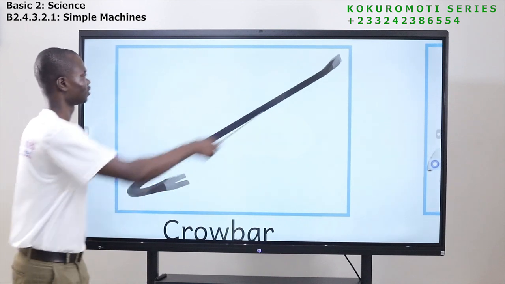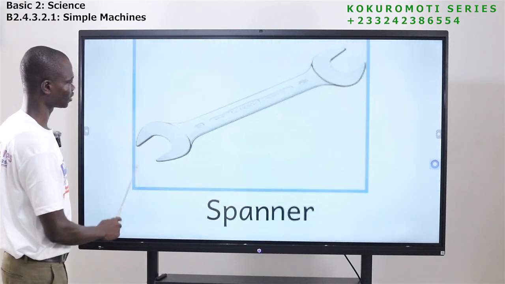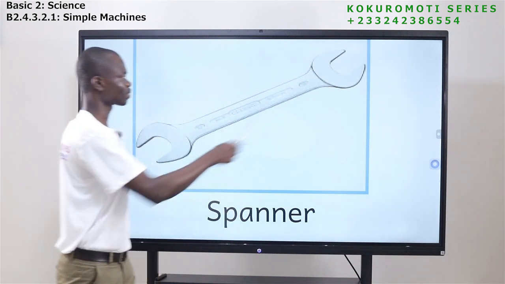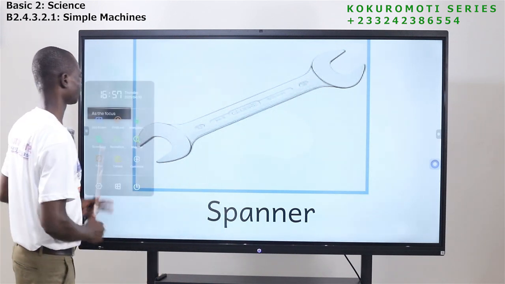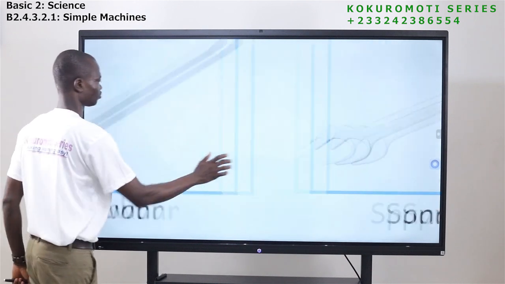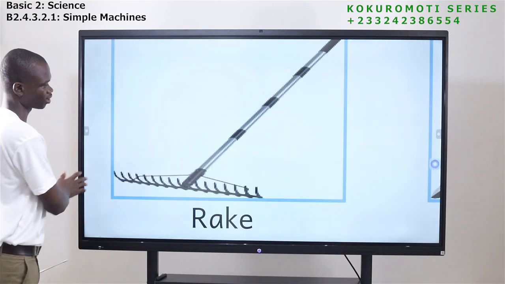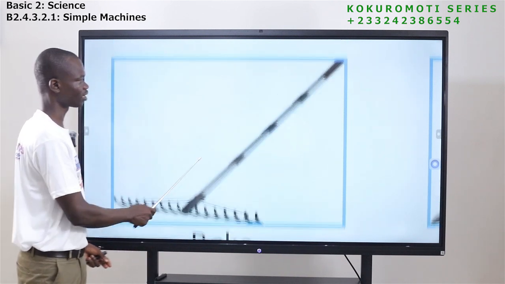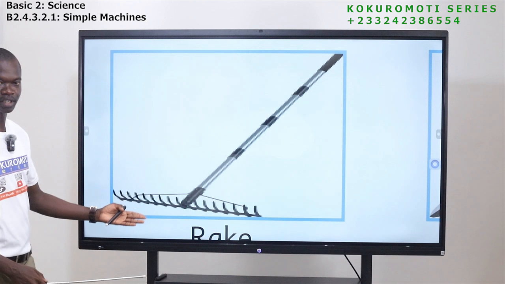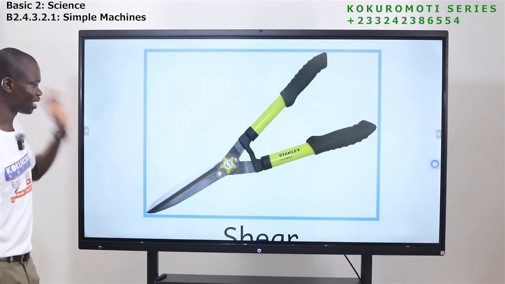Crowbar. Look at it, this bar. We call it crowbar. And then the next one is spanner. Look at this. What's the name of this? Rake. This is how a rake looks like. Rake is a simple machine. All the things that I'm showing to you, they are simple machines.